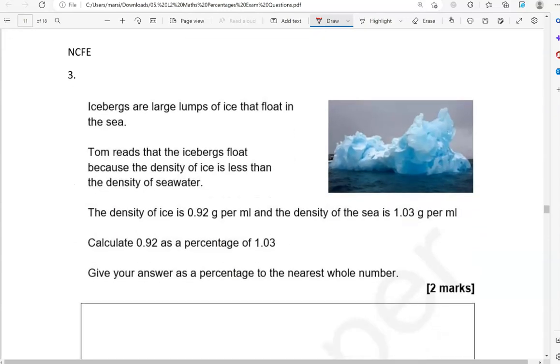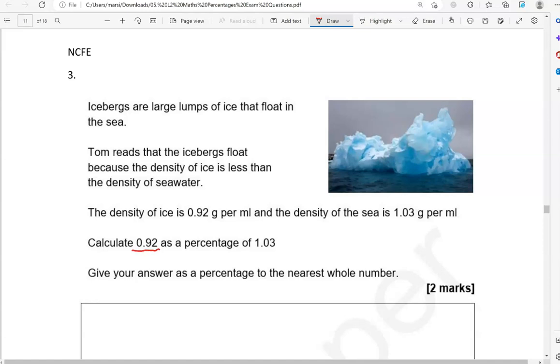Icebergs are large lumps of ice that float in the sea. Tom reads that the icebergs float because the density of ice is less than the density of seawater. The density of ice is 0.92 grams per milliliter, and the density of the sea is 1.03 grams per milliliter. Calculate 0.92 as a percentage of 1.03. Give your answer as a percentage to the nearest whole number.